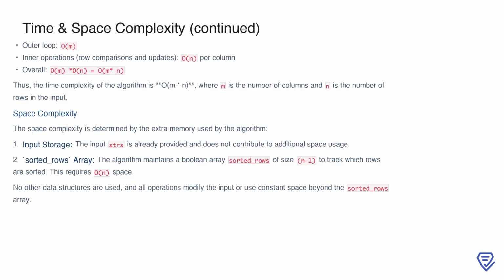Now, turning to space complexity, the algorithm's additional memory usage is minimal. The input itself does not require extra space since it's already provided. The main auxiliary structure is the sorted_rows array, which tracks the sorted status of n-1 row pairs. This array requires O(n) space. No other significant data structures are used, and most operations either modify the input or use constant space. Therefore, the overall space complexity is determined to be O(n).